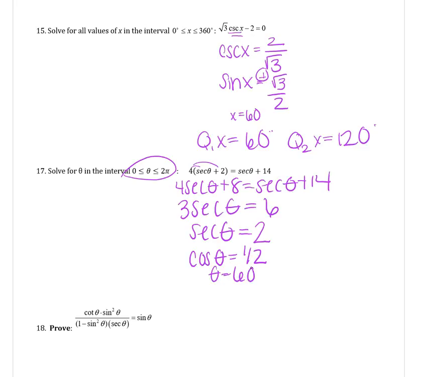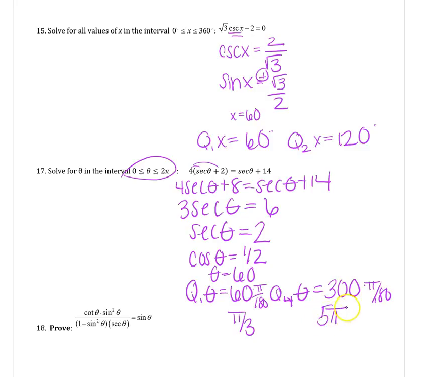Because cosine is positive, you're only going to look in quadrants 1 and quadrant 4. Because all students take classes. So our quadrant 1 angle is 60, our quadrant 4 angle is 360, take away 60, which is 300. But then it wants your answers in terms of radians. So just make sure then you multiply by pi over 180. And then reduce. 60 over 180 is 1/3. And then 300 divided by 180 is 5 pi over 3. And those are your answers.